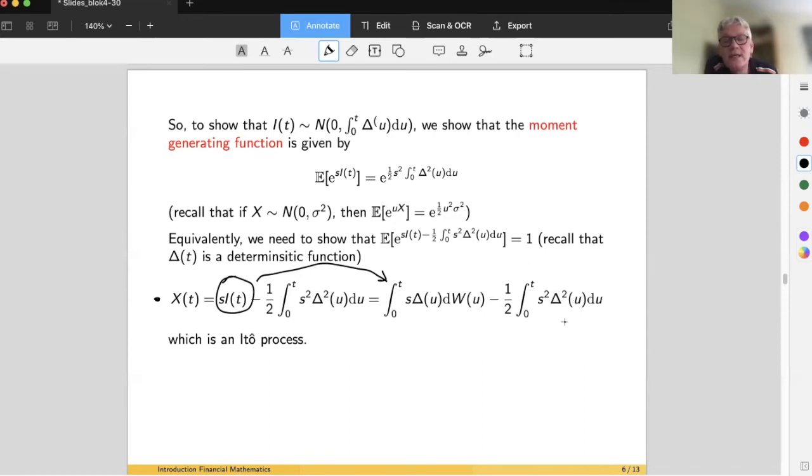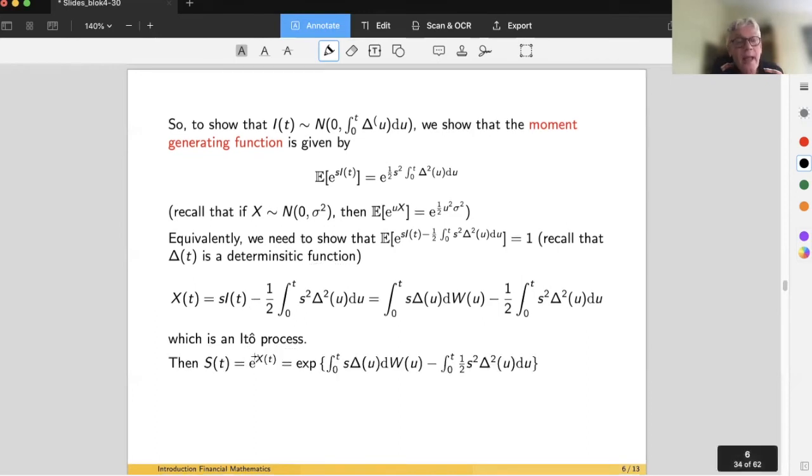And now if we look at it here, we see that this is an Ito process. We have a dW term here, we have a du term here, and so this is an Ito process that we're dealing with. And with this x version, we can look at S t, which is e to the power x t, and that is then e to the power the integral from 0 to t of s times delta u dW u minus the integral from 0 to t of 1/2 s squared delta squared u du. So we consider this process.